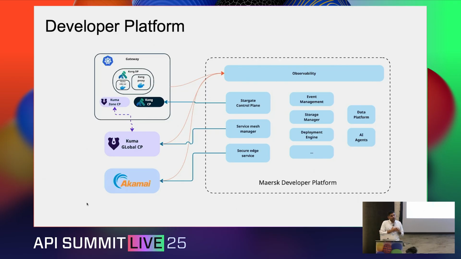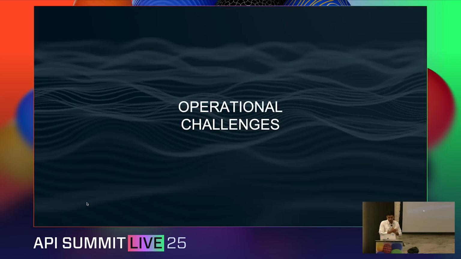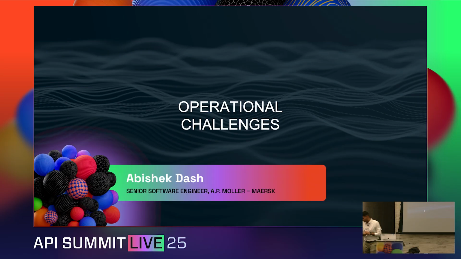While the platform allows us to ship software faster, operating at Maersk scale is a different beast, because we are talking about multiple systems working in tandem to have a flow successful at Maersk. Now, in order to talk about the operational challenges we face in this whole ecosystem which we have built, I would like to invite my colleague Abhishek to take us through.